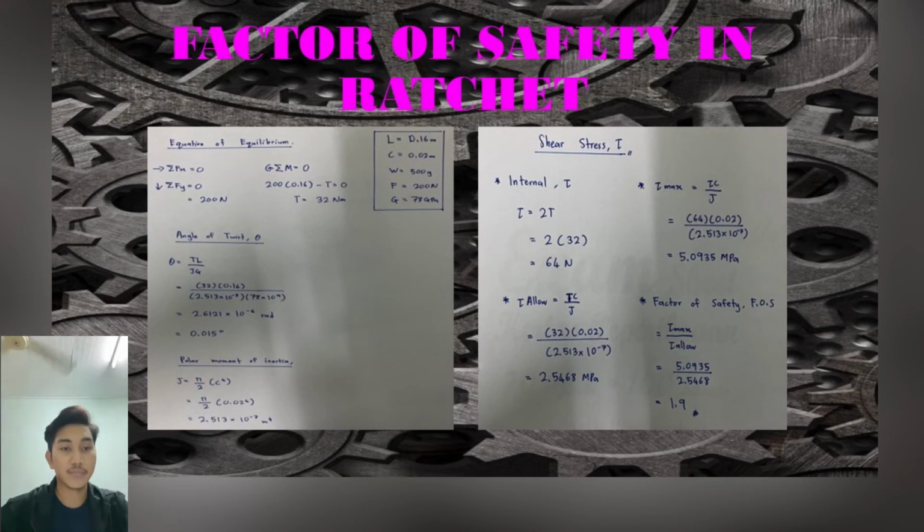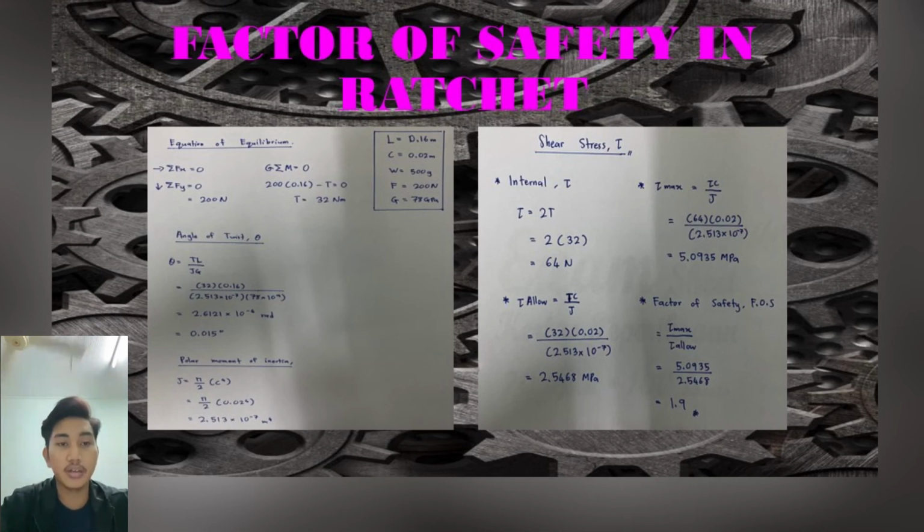Okay, next is shear stress. Firstly, we must find the internal torque, which is equal to 2 times T. T we got from the moment before this, so it is equal to 64 Newton meter. And next is the allowable shear stress. The formula is torque times C over J, where J is the polar moment. We got from the allowable 2.5468 megapascal.